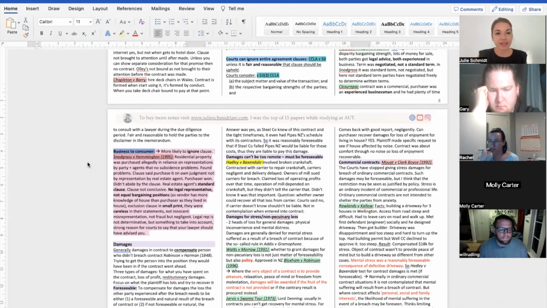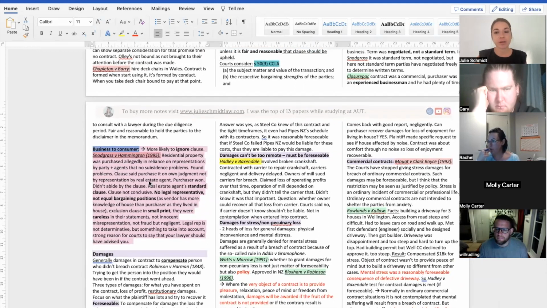So in this case, the court stepped in and said, we're going to apply Section 50, and we're going to say that the exclusion clause doesn't apply, and that we can look at statements made before the contract was entered into, and we could sue for misrepresentation. And you can sue for misrepresentation in reliance on a statement that was made before the contract was entered into.